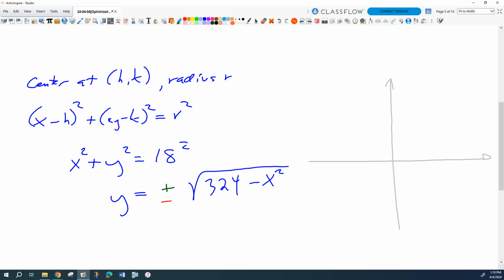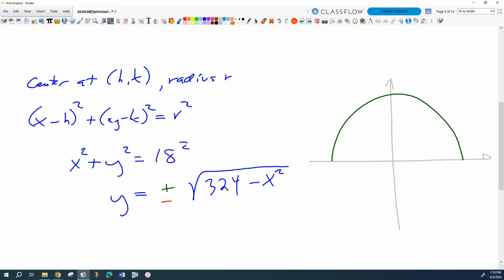When we solve for y and we get plus or minuses, the math gods are breaking those up so that each one of those is individually a function. The circle violates the vertical line test, so the circle is a non-function, right? But if we graph these as two pieces, plus the square root of 324 minus x squared, what's it look like? It looks like this.